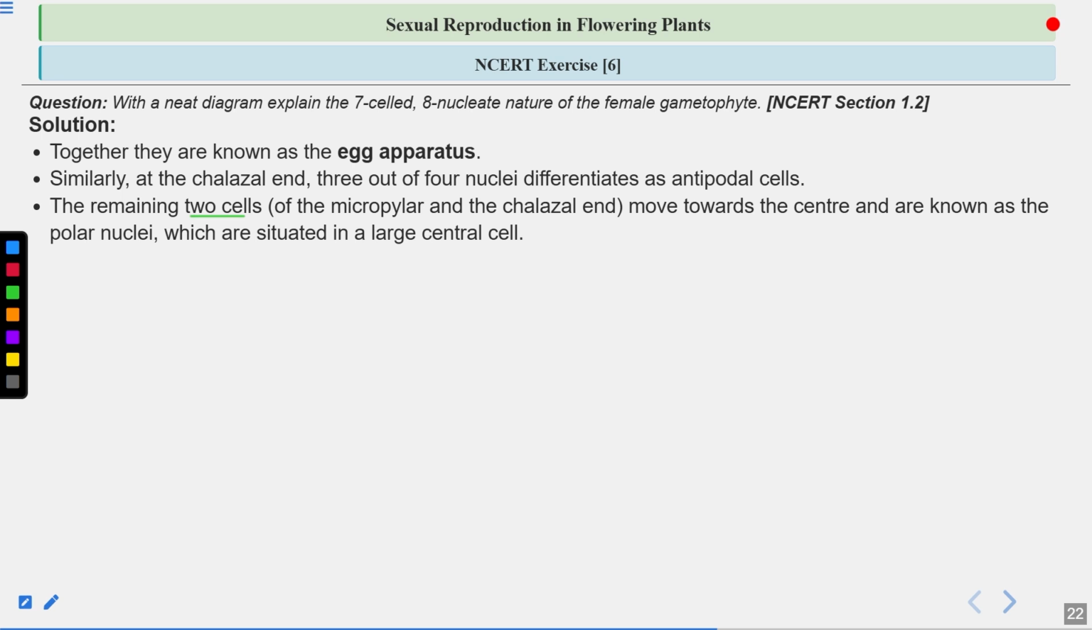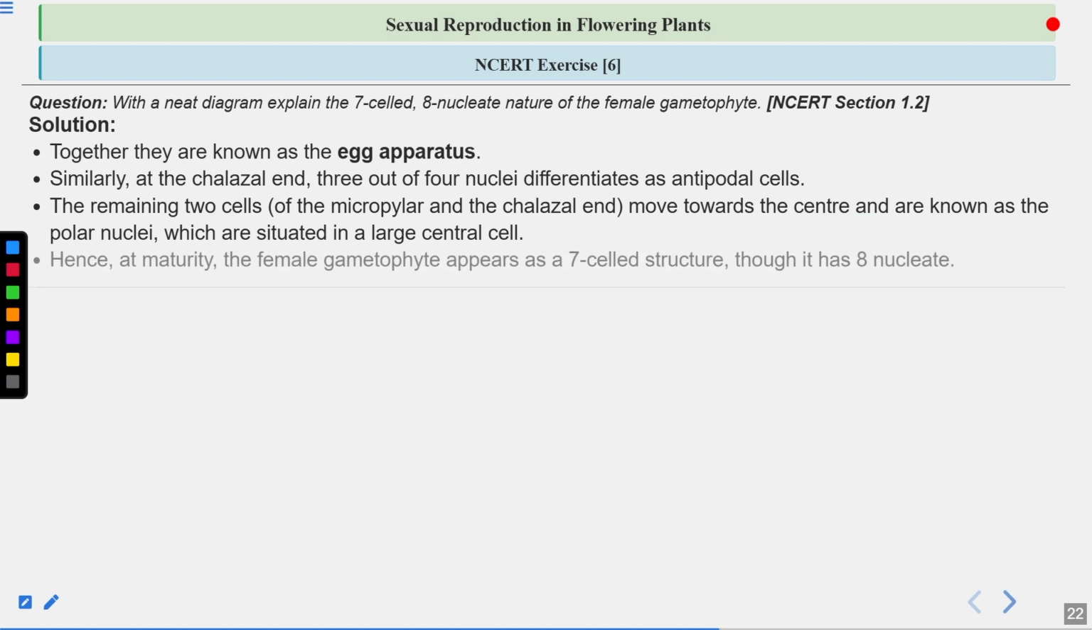The remaining 2 nuclei, from the micropylar and chalaza ends, move toward the center and are known as the polar nuclei, which are situated in the large central cell. Hence, at maturity, the female gametophyte appears as a 7-celled structure though it has 8 nuclei.